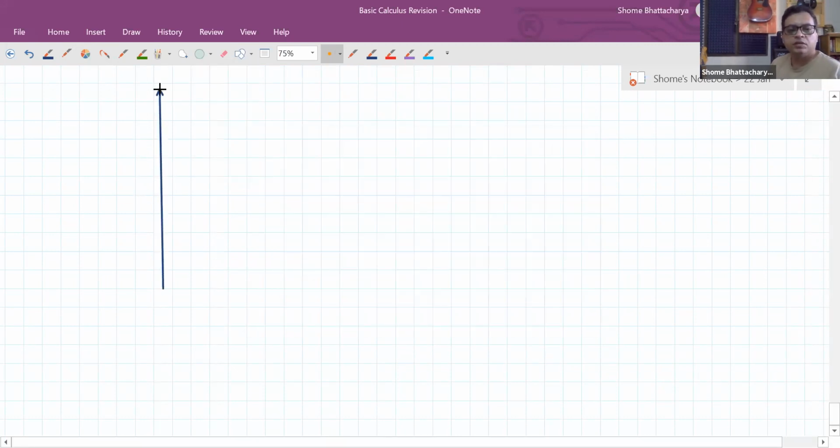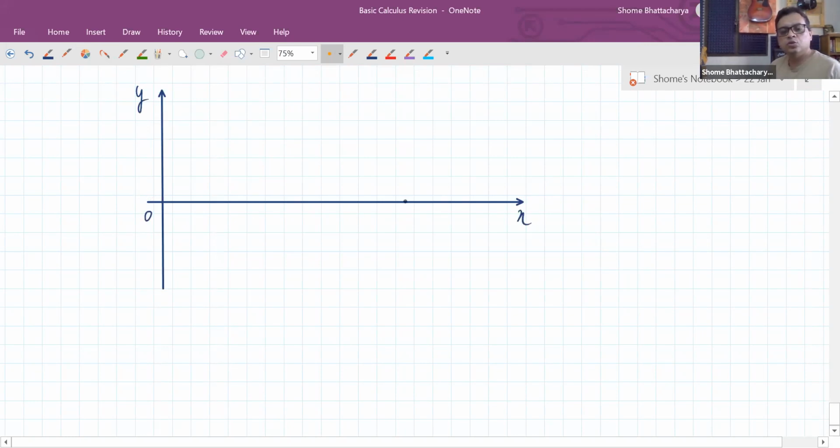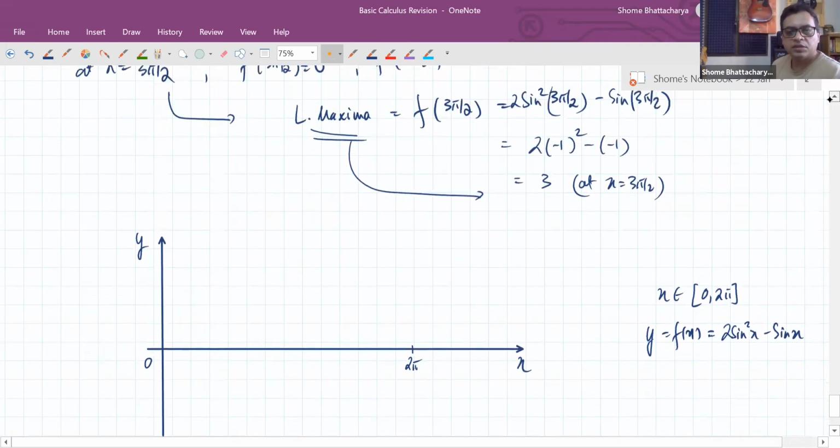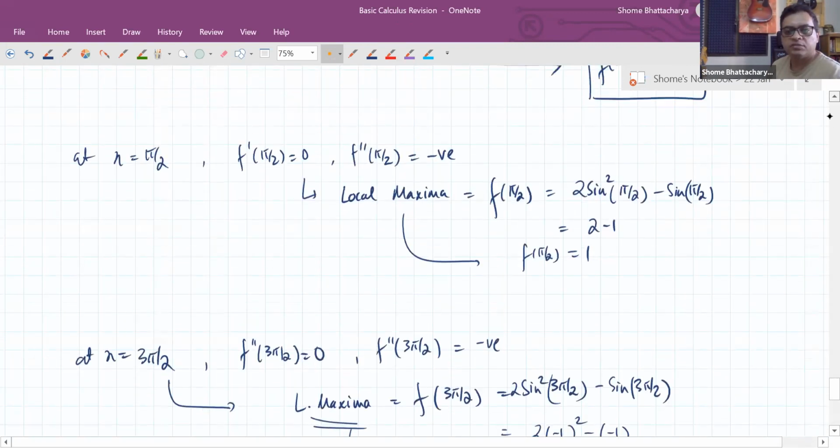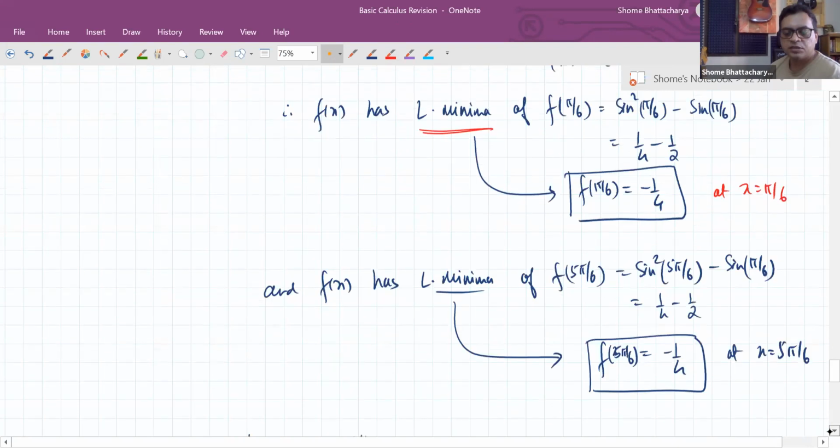In that particular domain of zero to 2 pi, we're looking at the function 2 sine square x minus sine x. You can see that it was having local minimas of minus 1 by 4 and again minus 1 by 4, repeated at pi by 6 and 5 pi by 6.